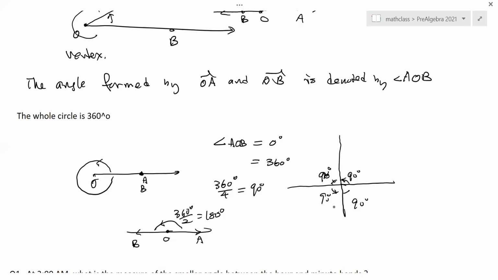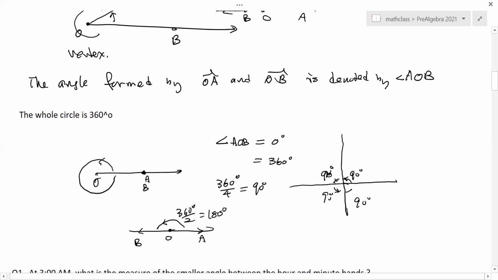Right now, we just focus on the degree measurement. We define the whole circle as 360 degrees. Then this angle we simply call the right angle. Right angle means that it's 90 degrees, because you divide the whole circle equally into 4 parts, and then you get 90 degrees each. So this is the right angle.